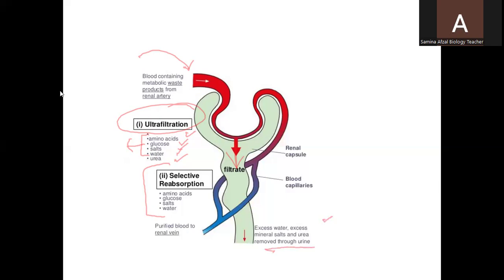If water is not in excess, it will be reabsorbed. If it is in excess, it will be excreted out. It will be removed. So the urea and the other waste products will be removed out of the body. So in this way, in the nephron, these two major functions of ultrafiltration and selective reabsorption take place.